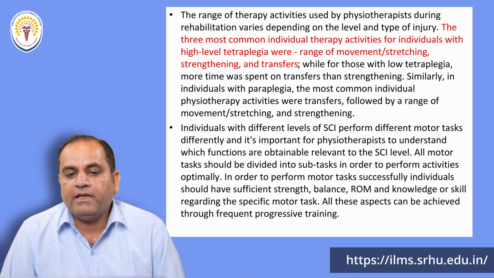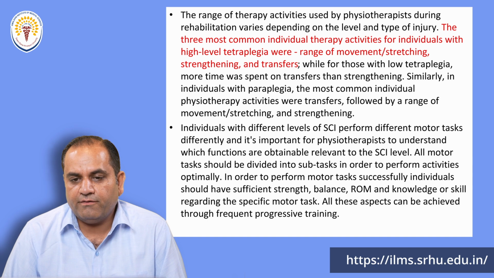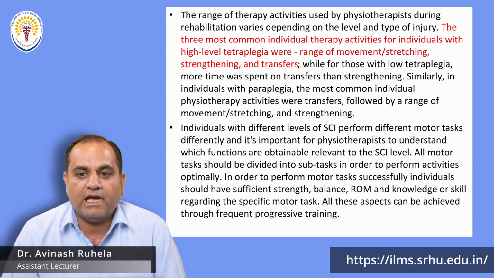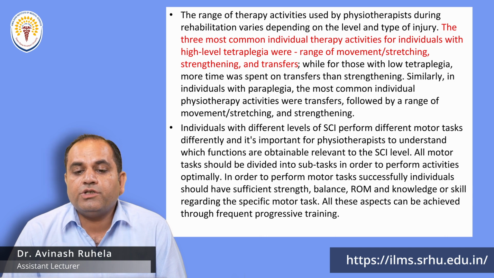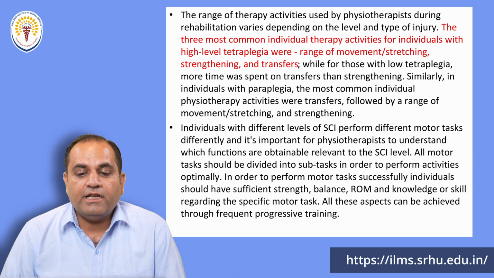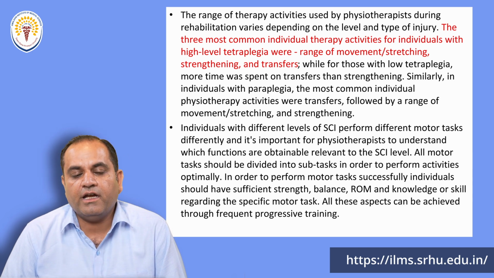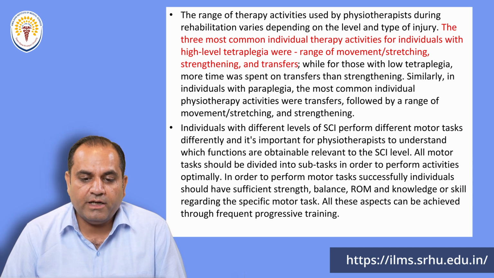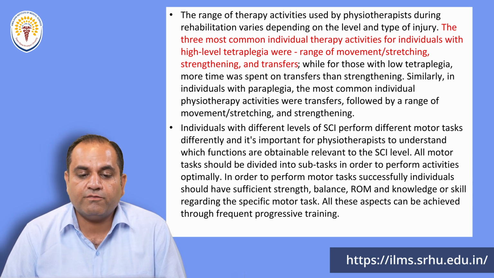The range of therapy activities used by the physiotherapist during rehabilitation varies depending on the level and the type of injury. The three most common individual therapy activities for individuals with high level tetraplegia were range of movement, stretching, strengthening and transfers. While for those with low tetraplegia, more time was spent on transfers than strengthening. Similarly, in individuals with paraplegia, the most common individual physiotherapy activities were transfers followed by range of movement, stretching and strengthening.